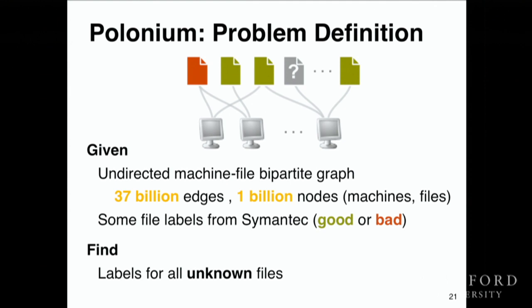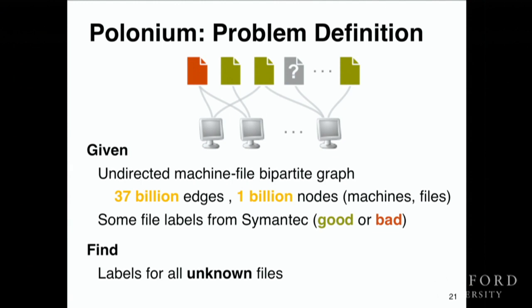Say this node, if it's reported by two machines, then there will be an edge linking from this file to this machine and this file to this machine. So it becomes a bipartite graph, bipartite because there are two types of nodes, files and machines. There are no edges within each type, but there are edges between the two types. After this transformation, this graph has about 37 billion edges and 1 billion nodes. The nodes are either machines or files.